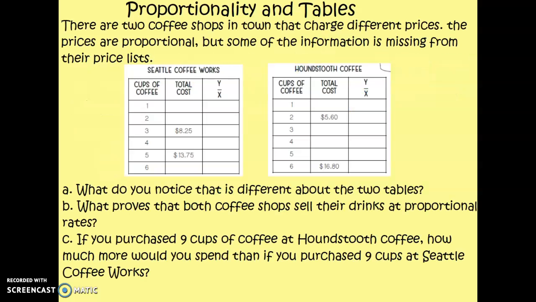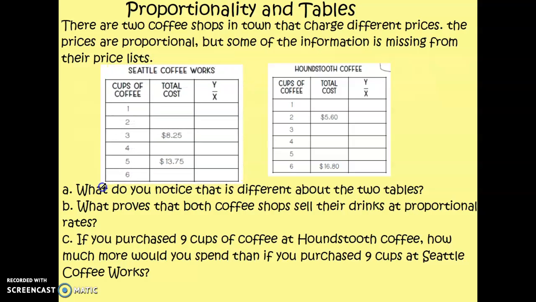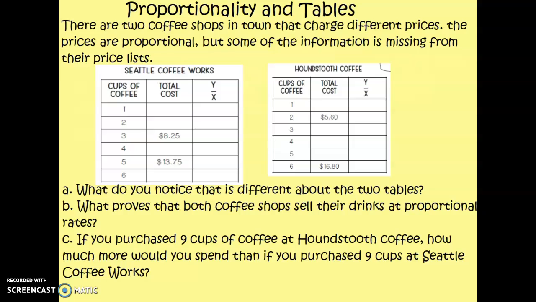Okay, so here's our first example. There are two coffee shops in town that charge different prices. The prices are proportional, but some of the information is missing from their price list. Okay, and then it's just asking us. So the first thing we have to do is fill in the table. Okay, so we know that it's proportional. So for this first table where it says Seattle Coffee Works, give myself a little more room. Okay, we're going to take y and divide it by x to find out what our constant of proportionality is.